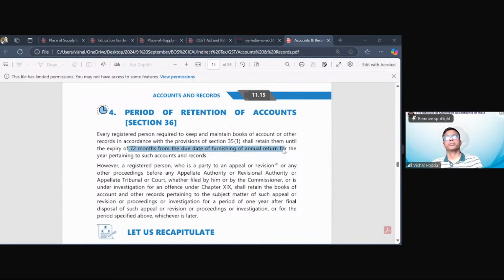Yes, Nitish. Company law says 8 years. However, a person who is a party to an appeal, revision, so already your appeal has started, now your matter is in court, or in other proceedings before appellate authority or revisional authority or tribunal or court, whether filed by him or by the opposite party. So either you are filing the appeal or the department, that is commissioner, is filing, or is under investigation for any offense under this chapter.